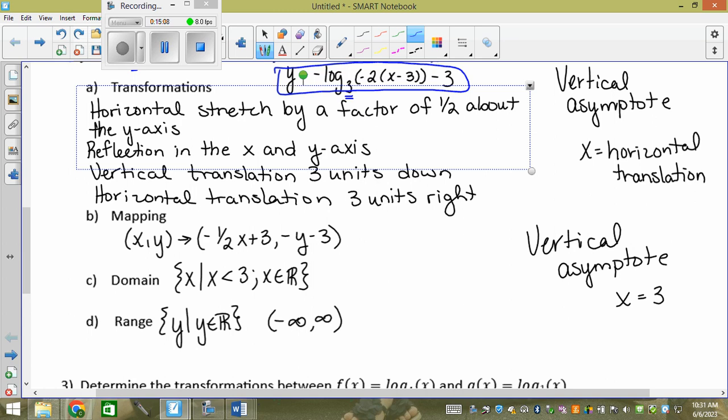Go second trace value 3. Put in the 3. What happens? Y equals nothing. It's an error because it has to be less than 3. We agree? So we kick that one out. What about if I do 2.9? Second trace value 2.9. What do I get for a Y?